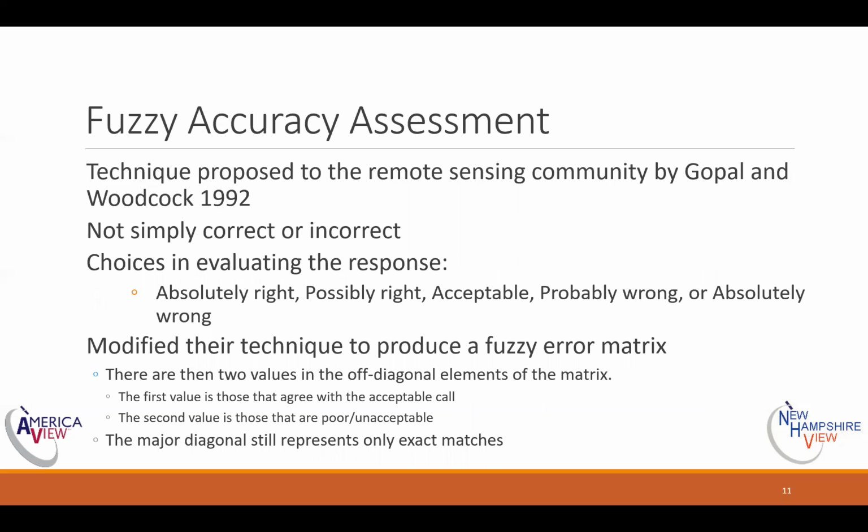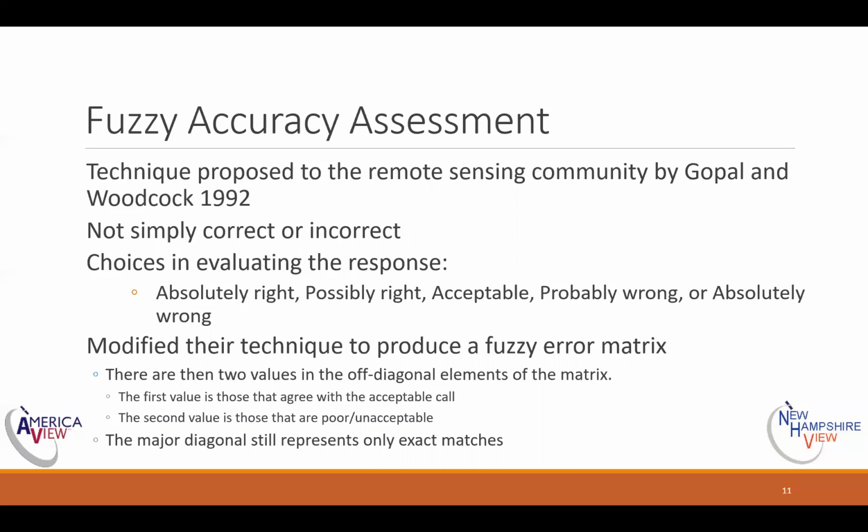Okay, so what are we talking about? Way back in 1992, 2 excellent scientists, Gopal and Woodcock out of Boston University, proposed this idea of fuzzy accuracy assessment. They said that things are not always simply right or wrong. Okay, and so they came up with some choices in evaluating map responses where they said, let's have a number of categories here where we put some fuzziness into this, okay? Not just black and white, not just right and wrong, just some other responses. And so they came up with absolutely right, possibly right, acceptable, probably wrong, and absolutely wrong.